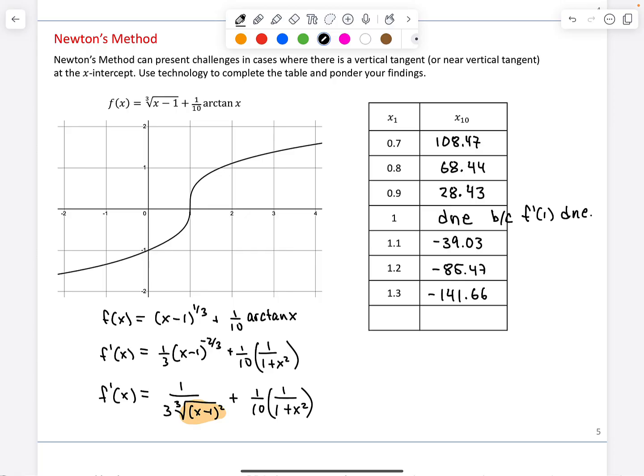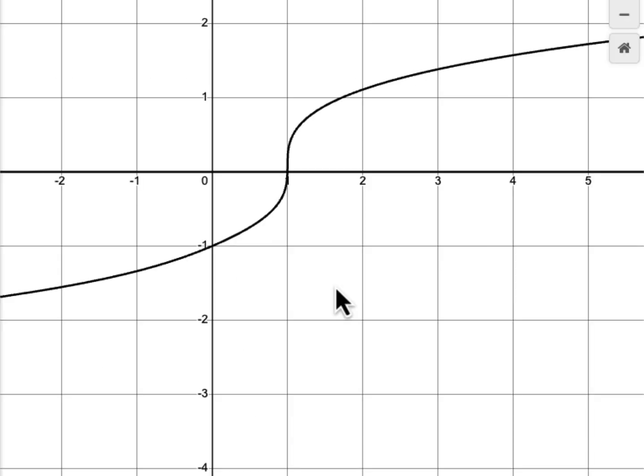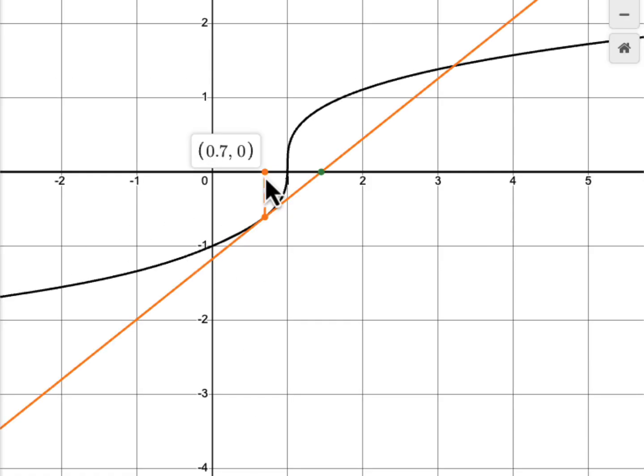So you can see it's challenging. We knew that the x-intercept was near 1, but all of these x1 choices that are near 1 or including 1 lead to results that don't seem to be helpful. I'm going to use technology and tangent line visuals to show how 0.7 ultimately turned into 108.47. So here's a graph of our function. We picked 0.7 as our first x-coordinate, made a tangent line. It led to a second x-coordinate of 1.4502 approximately.